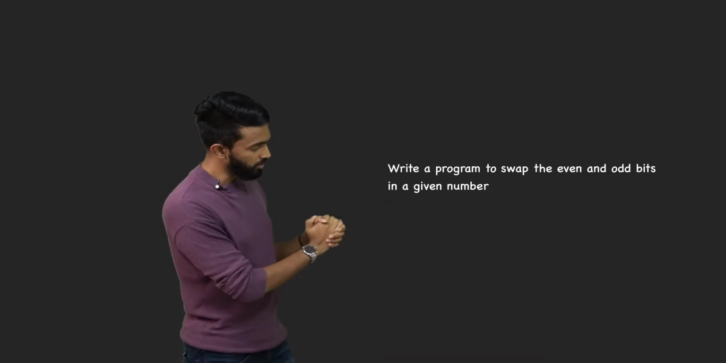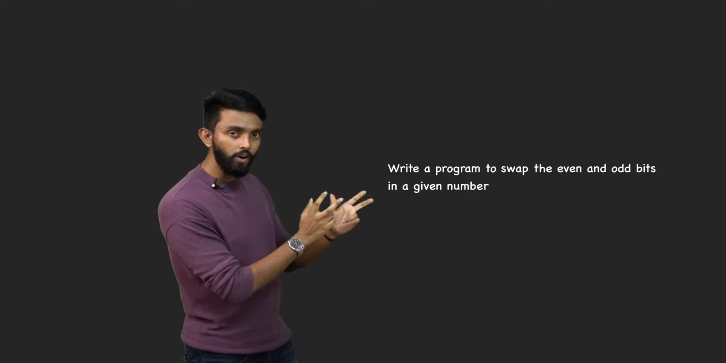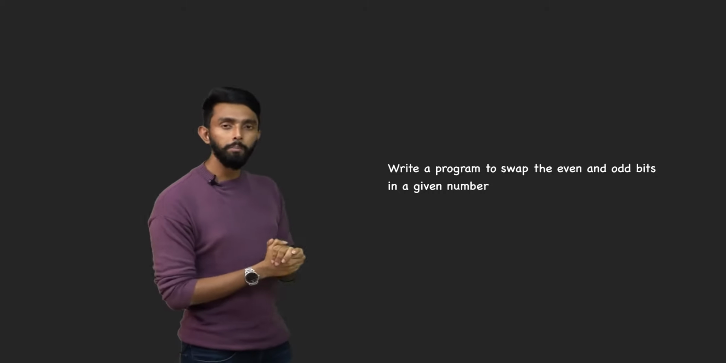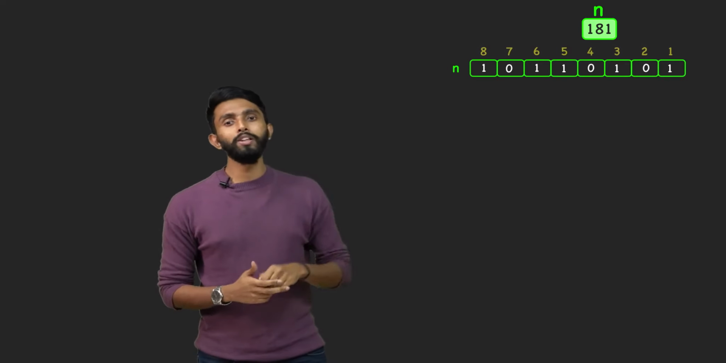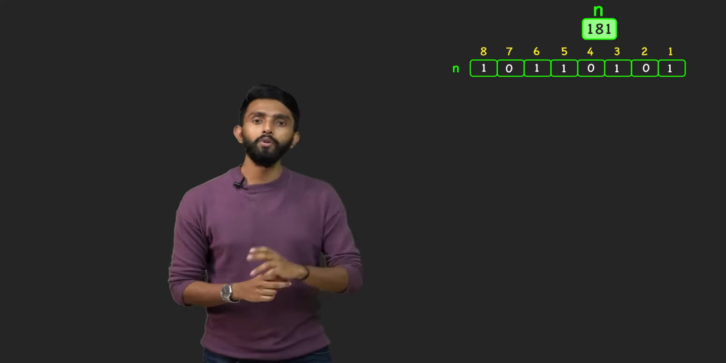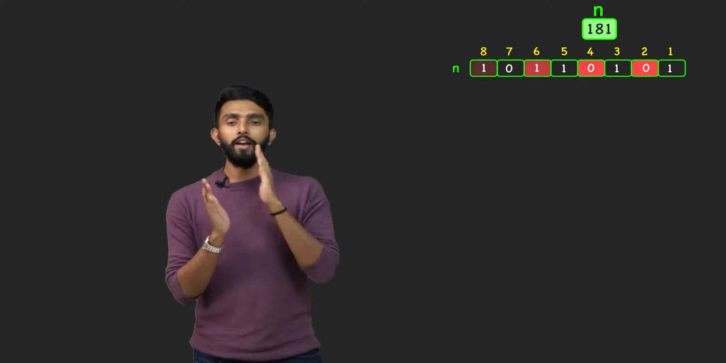Today we are going to be solving a very simple question, which is to swap the even and odd bits in a given number. Now what does this mean? Assume n is 181. N in binary looks like this, and I'm also putting the position of the bits, which is 1, 2, 3, 4, 5, 6, 7, 8. Now you can see that bits at the position 2, 4, 6 and 8 are the even bits. Bits at the position 1, 3, 5 and 7 are the odd bits. So you have to swap their position.